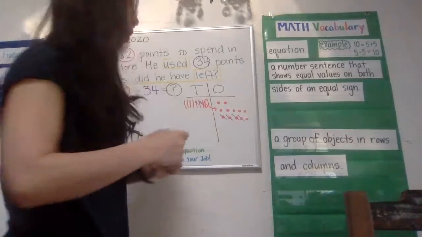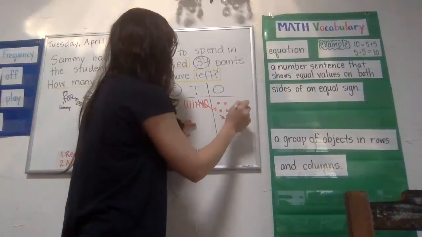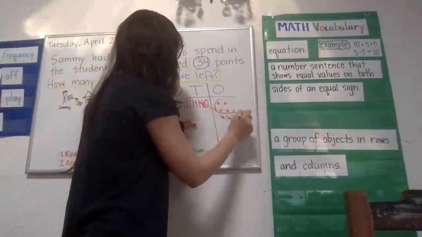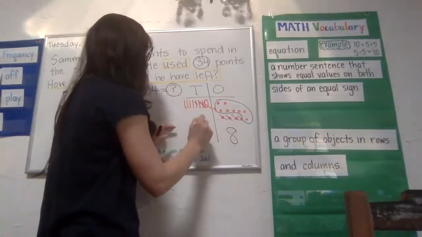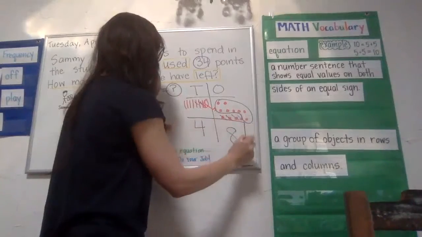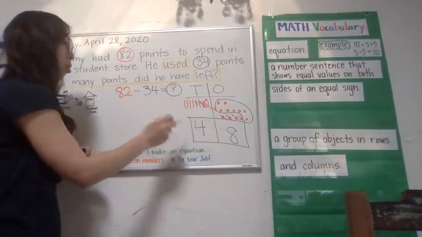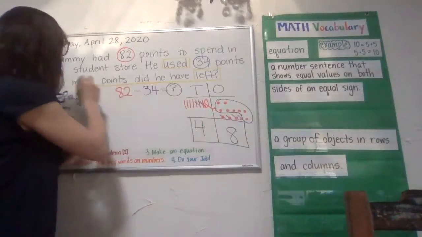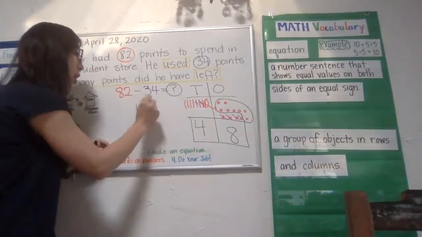Okay, now we can find the difference. I have the difference of 1, 2, 3, 4, 5, 6, 7, 8 ones and 1, 2, 3, 4 tens. So my difference is 48. 82 minus 34 equals 48. Or how many points did Sammy have left? Sammy had 48 points left.